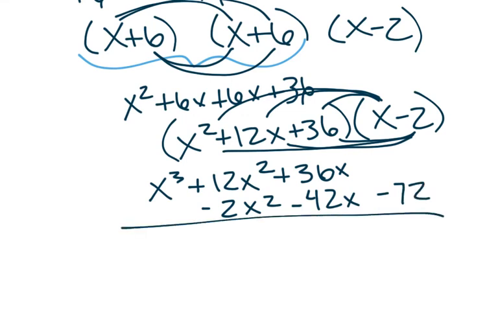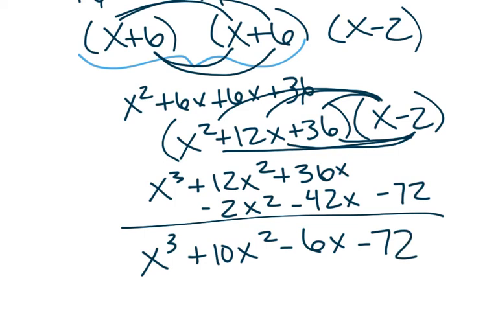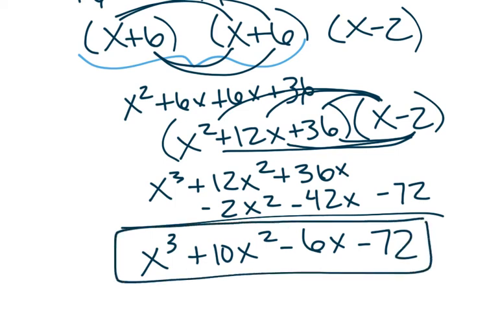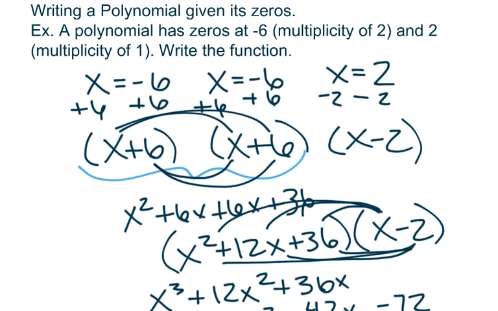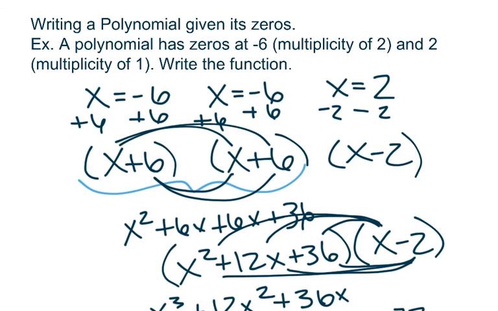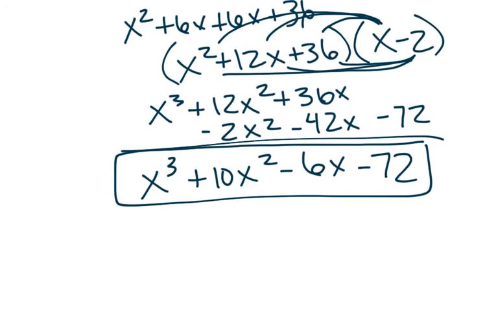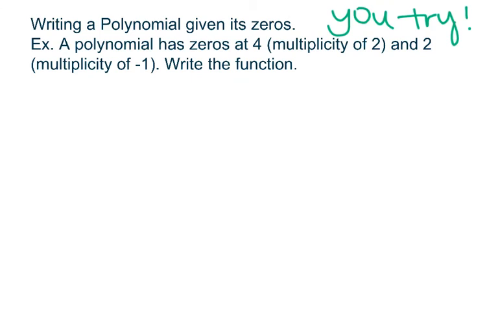Alright, and I'm going to get my like terms together. So I got x cubed plus 10x squared minus 6x minus 72. So what I'm saying is if I graph this polynomial, it would hit the x-axis at negative 6, and it would bounce off of negative 6. And then it would go through the x-axis at 2. Oh! I don't know why this isn't working. There we go.